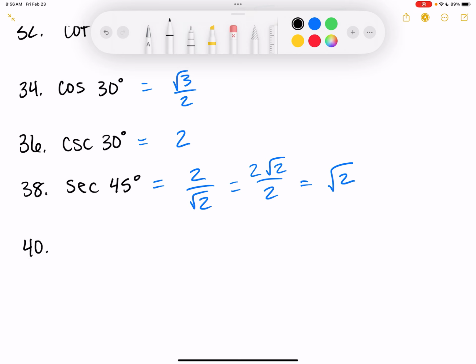Cotangent of 45 degrees. So what's the tangent of 45? 1. So what's the cotangent? 1.